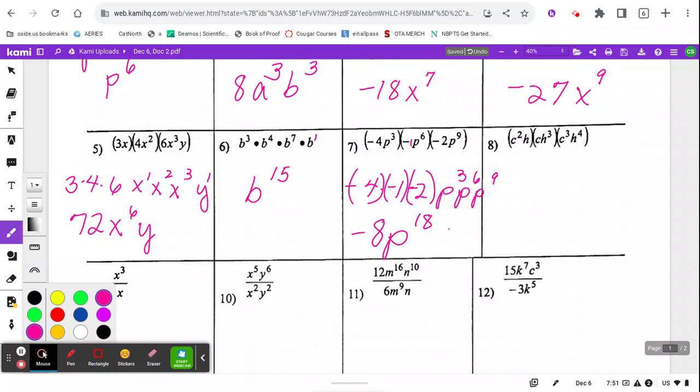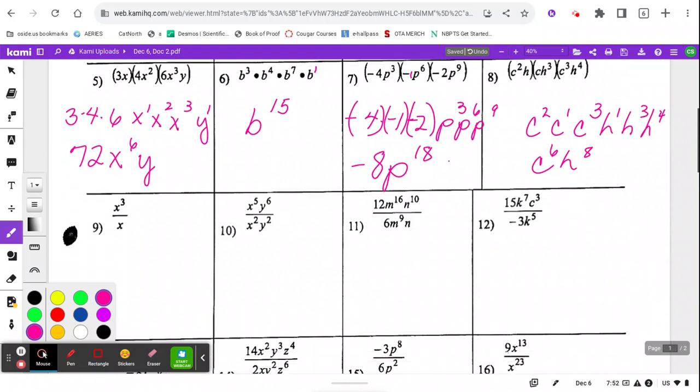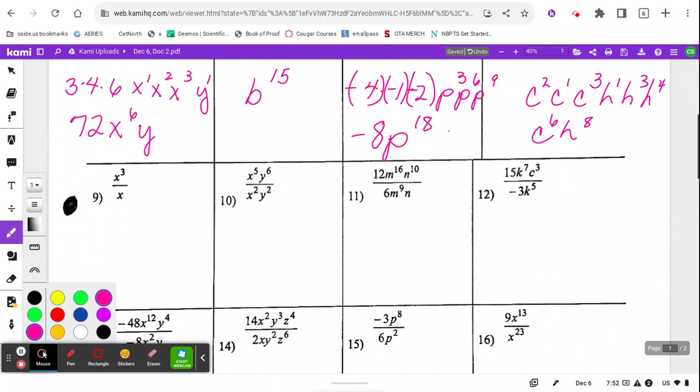C's and h's on this next one. C squared, c to the invisible 1, c to the third. H to the invisible 1, h to the third, h to the fourth. Total of c to the sixth, h to the eighth. You don't need to do this middle grouping step that I'm doing. I just want you to see where it came from.